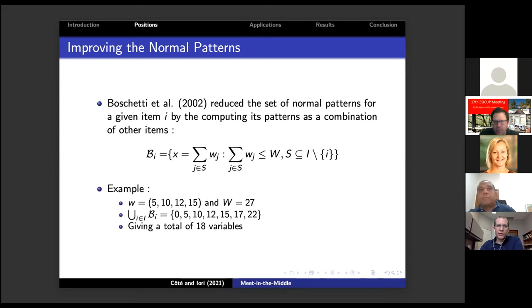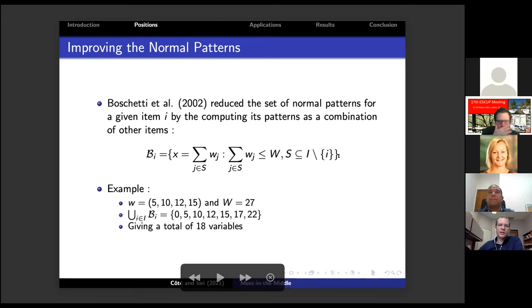So I can reduce that further using what Boschetti proposed in 2002. And the idea is that I will build my set of positions for every item. And I can simply build the set for item i, excluding i itself in the sum of widths. This will increase the complexity of computing the positions. It will now be in O of n squared w. But I can reduce my number of variables by five in this example.